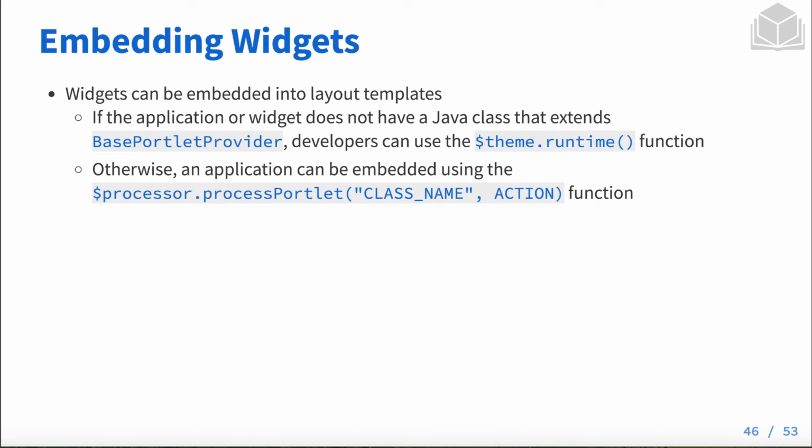Something else you can do with your layout templates is embed widgets as well. If you have certain pages that need to have a particular layout, and within that layout you're always expecting to have a particular widget included, you can embed that into the layout from the get-go. When you deploy your layout template, it's going to read in and embed that widget. This can be done using the theme runtime function, or you can use processor.processPortlet with the class name and the action.